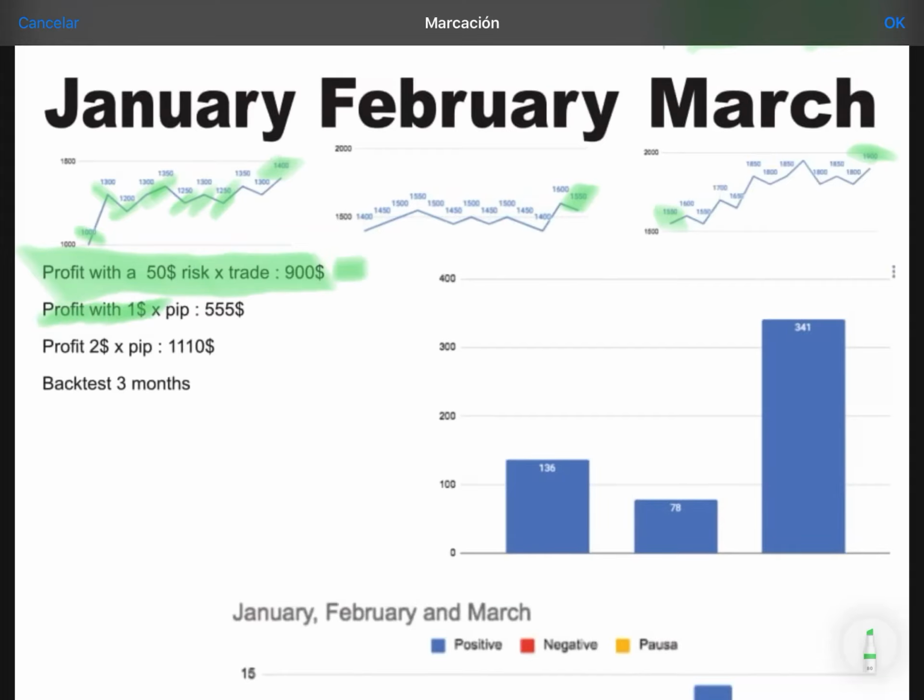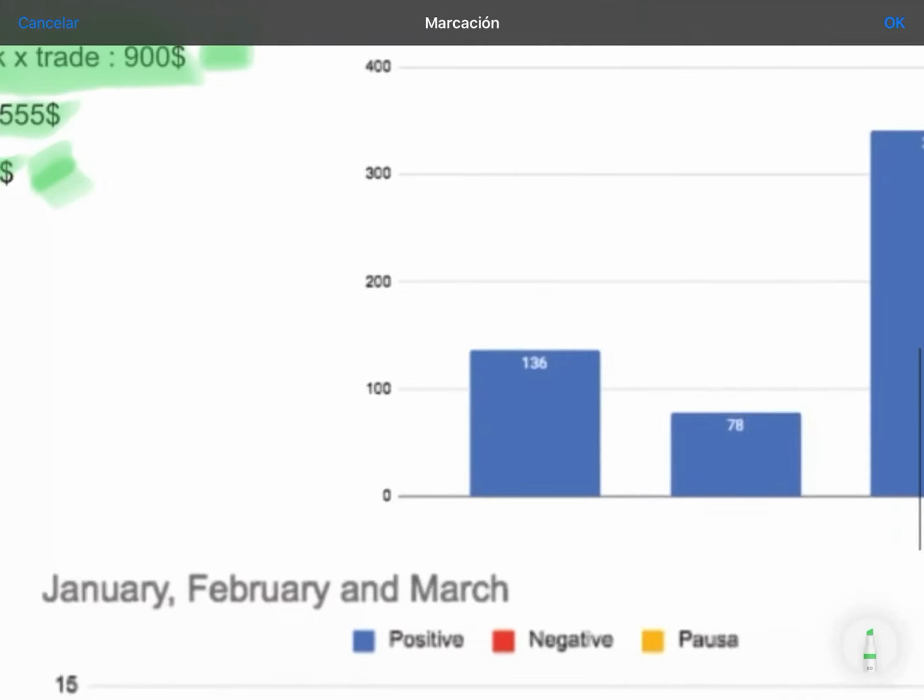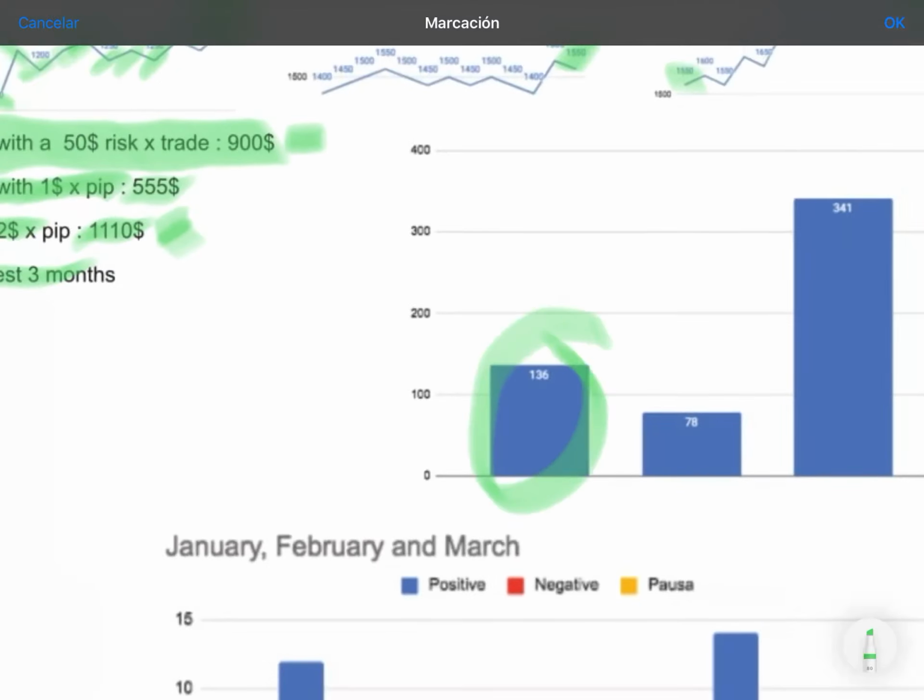If we use $1 per pip, we will make $555 in 3 months. It means half of your account in 3 months, which is also very nice. A little bit less risky, we can say. Next, if you use $2 for each pip, you will make $1,110 in 3 months. A lot riskier, but the profit is more than double your initial deposit. And the backtest was only 3 months. In pips, we made 136 pips in January, 78 pips in February, and 341 pips in March.